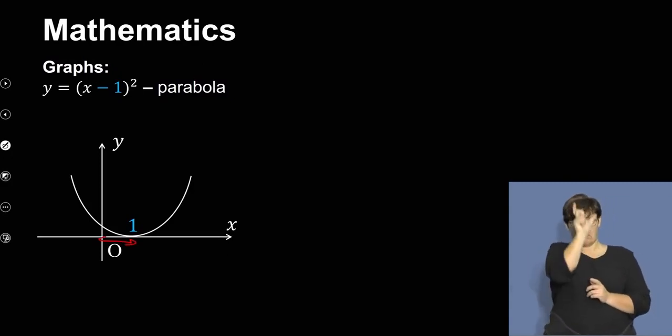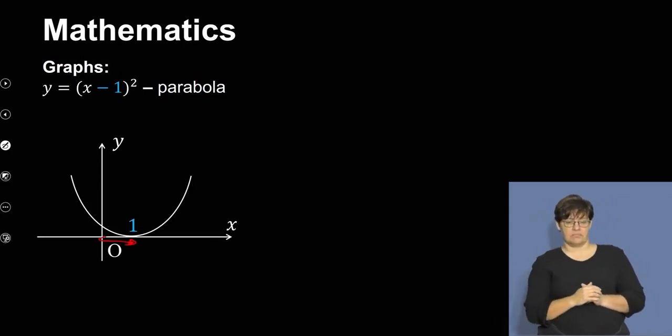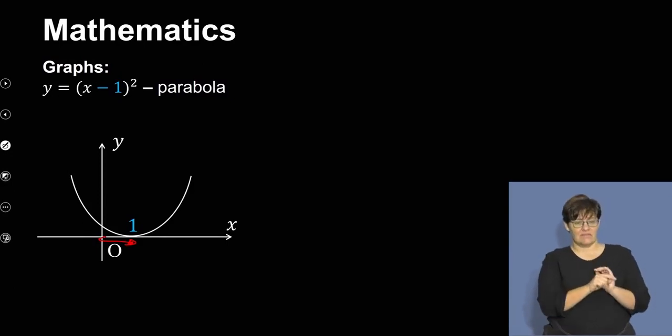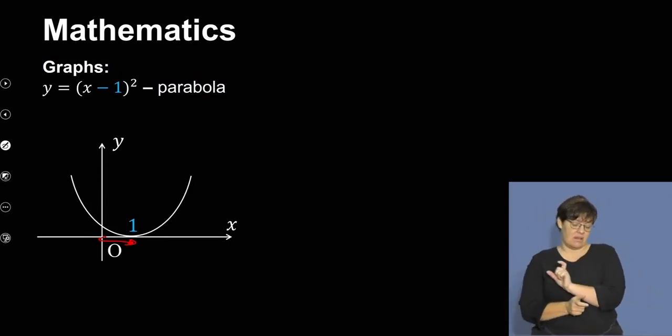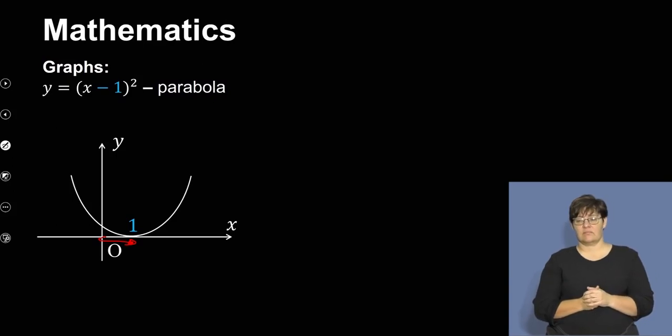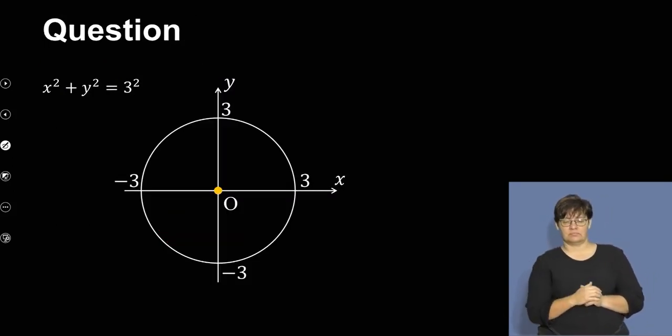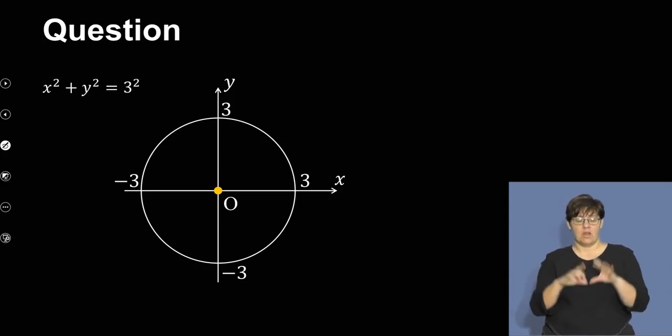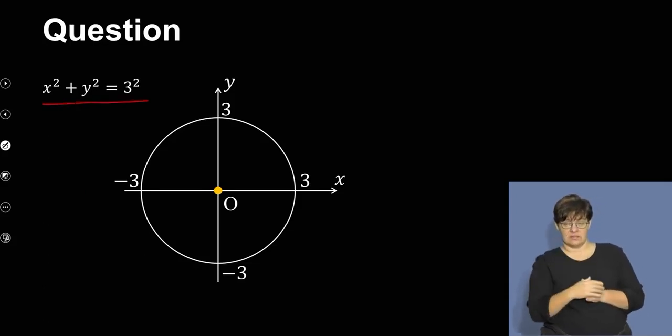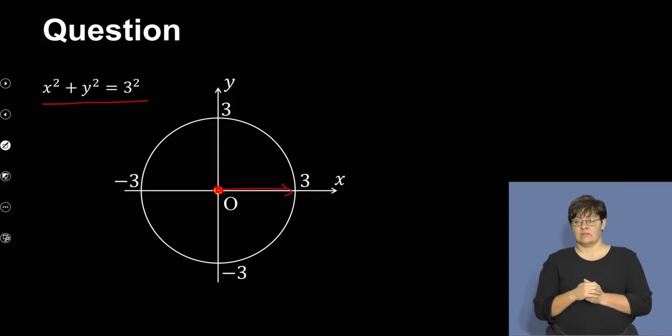And so if it was negative, it shifted to the right. If it was positive, it shifted to the left. And what this has done is it's shifted my parabola to the left. Now, the exact same thing happens with our circle. There I have a circle, center at the origin, radius of 3. There's my center. It's got a radius of 3 units.